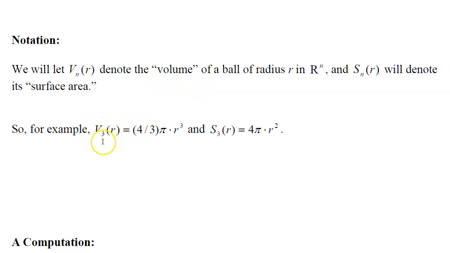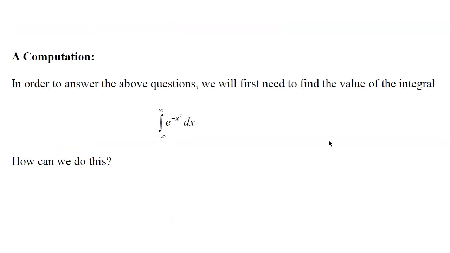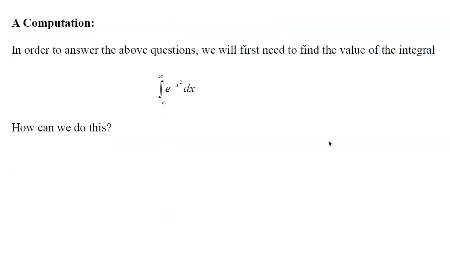So for example, V sub 3 of r, if we're in 3-dimensional space, the volume is 4/3 pi r cubed. And S sub 3 of r, if we're in 3-dimensional space, that ball, it'd be 4 pi r squared. So we're just going to label this formula V sub 3 of r, and this would be S sub 3 of r.